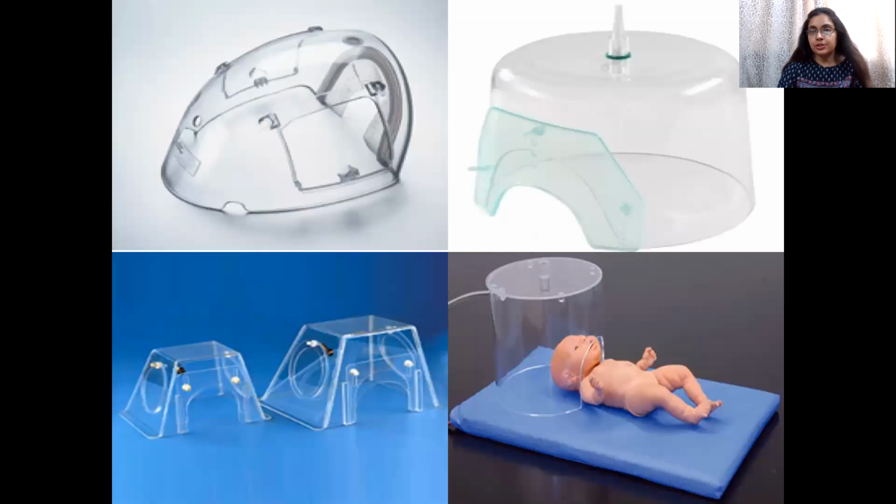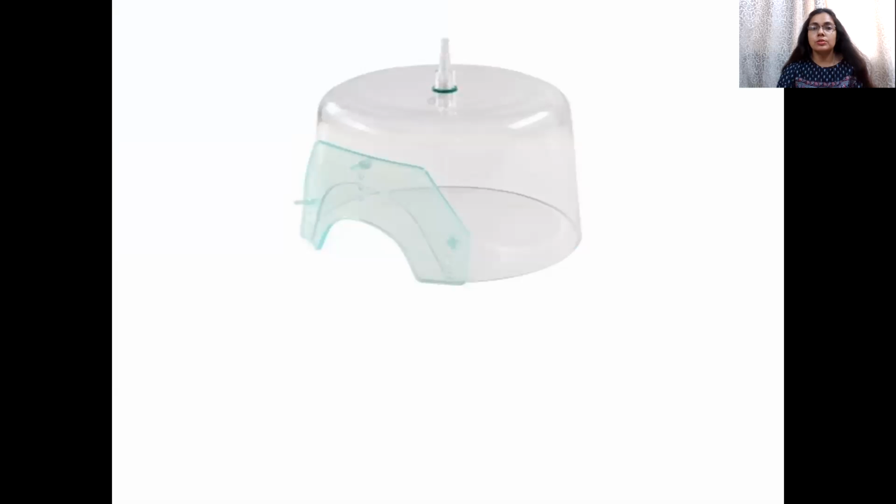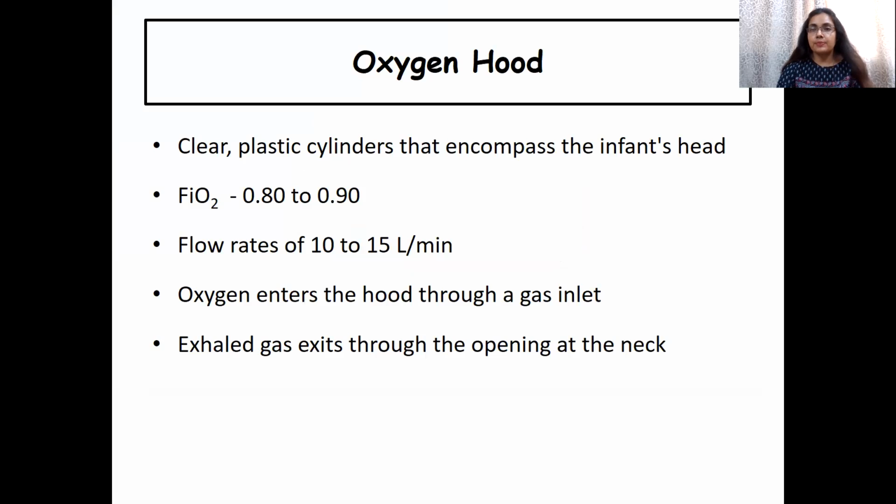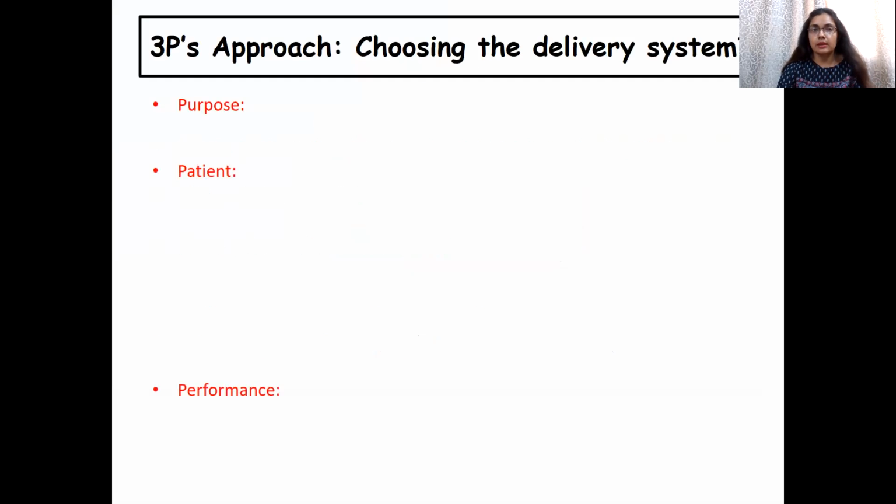Now, for the sake of completion, I would also be including this hood or enclosures in this lecture, but I don't think you will be getting such patients over here at your place of posting. But these are enclosures, also known as oxygen hoods, and this is the gas inlet. So the infant's face is kept inside the enclosure. These are clear plastic cylinders that encompass the infant's head. They can provide FiO2 between 0.8 and 0.9 at a flow rate of 10 to 15 liters per minute. So oxygen enters the hood through the gas inlet and exhaled gases exit through the openings around the neck.